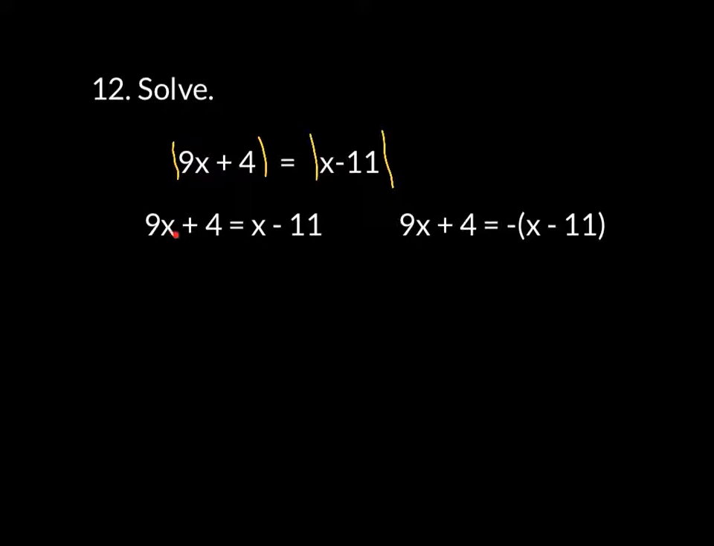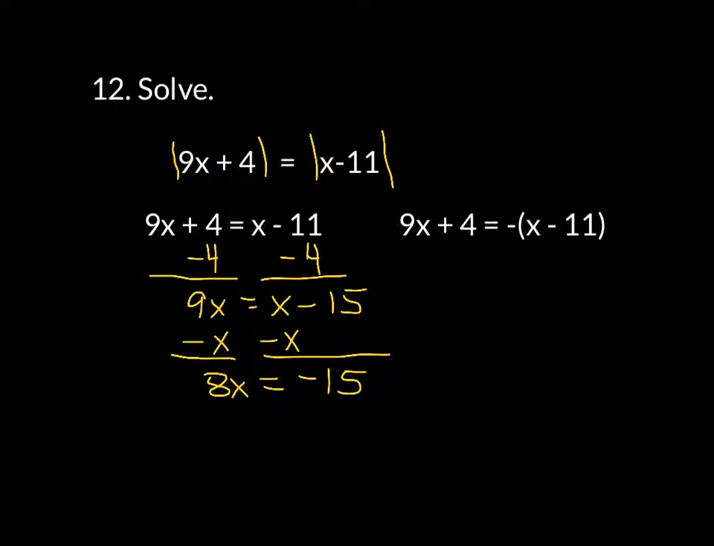In the positive direction, we have 9x plus 4 equals x minus 11, and in the negative direction, 9x plus 4 equals negative parentheses x minus 11. So let's solve on the right. We're going to subtract 4 from both sides, and then we're going to subtract x from both sides. 8x equals negative 15, and all we have left to do is to divide both sides by 8, and then we have that x equals negative 15 eighths. So that's what x equals in one direction.